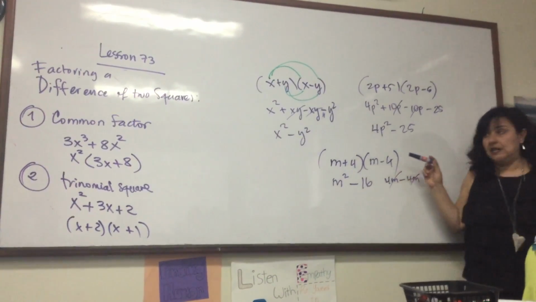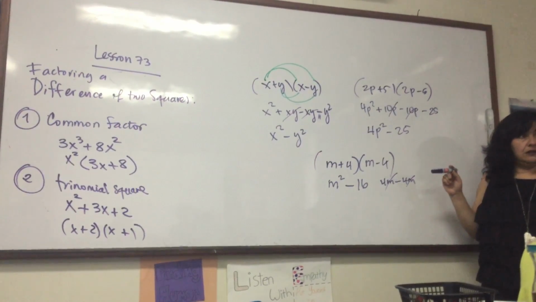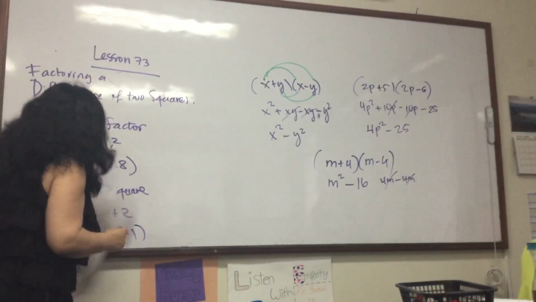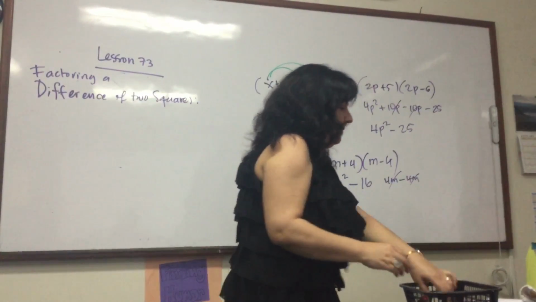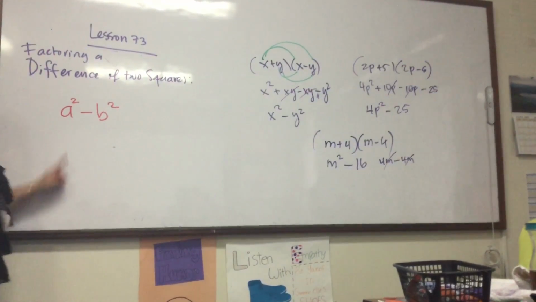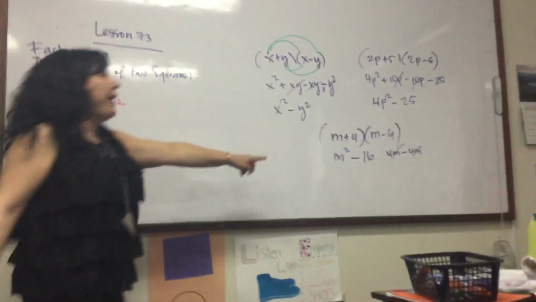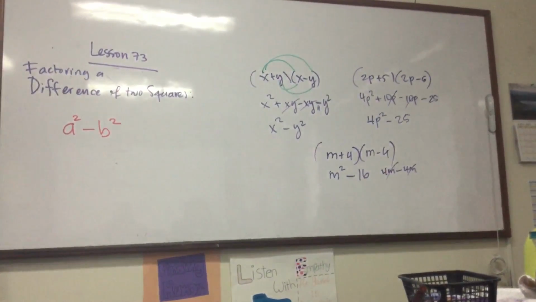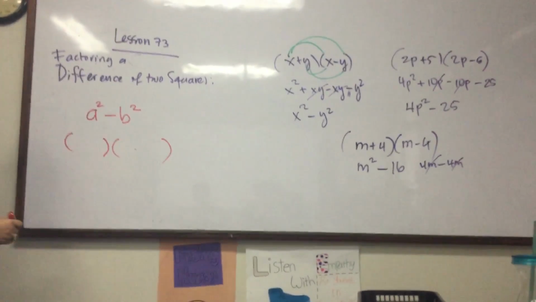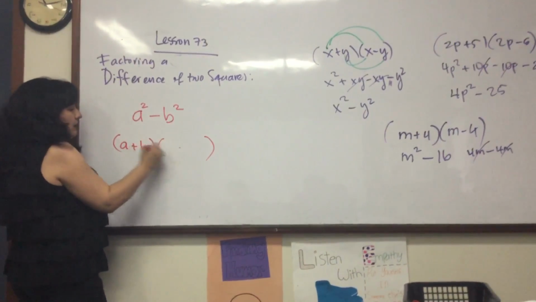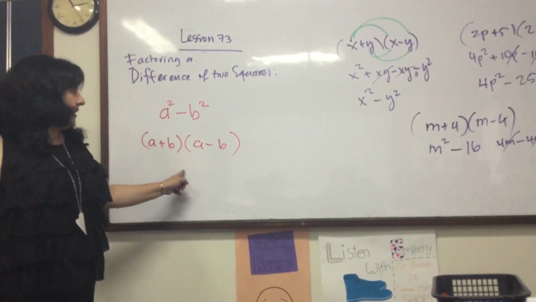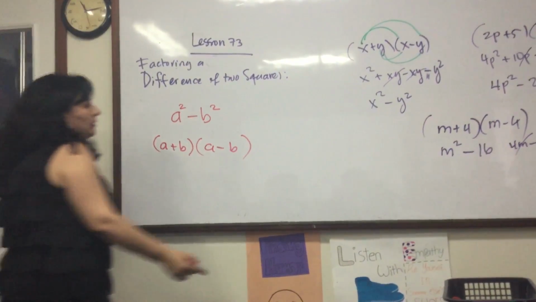Now they're going to give you the answers and you have to go back. So, I'm going to erase this. If I get a squared minus b squared, now they give me the final answer. I have to go back to what I multiplied. What do you think I multiplied? a plus b and a minus b. Does everybody agree? Okay, let's try another one.